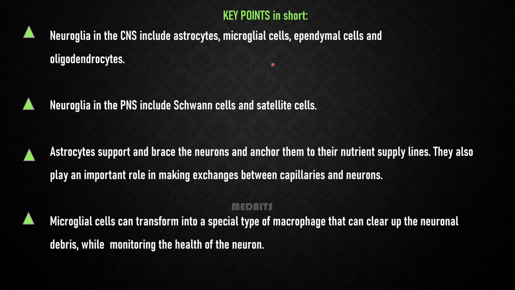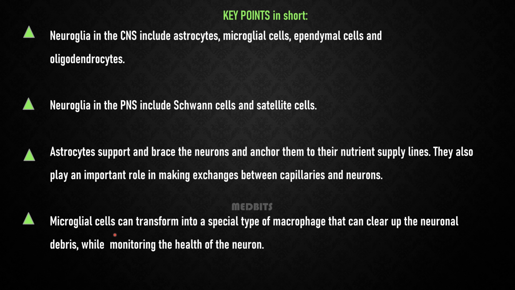Now let's discuss the key points in short as we have learned so far. Neuroglia in the CNS include astrocytes, microglial cells, ependymal cells and oligodendrocytes. Neuroglia in the PNS include Schwann cells and satellite cells. Astrocytes support and brace the neurons and anchor them to their nutrient supply lines. They also play an important role in making exchanges between capillaries and neurons.